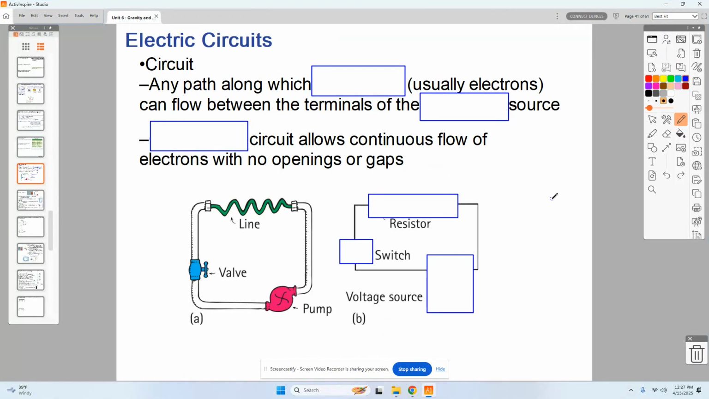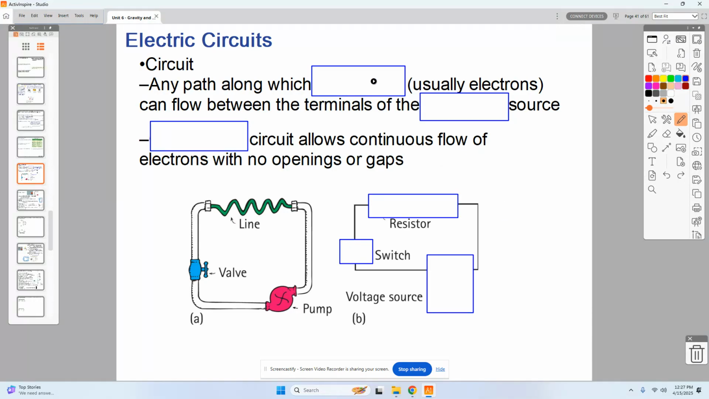Okay, so in the event that you missed a class that went over electric circuits, we're going to go ahead and just do a quick video recording for you. This is part 3 of the unit on electricity, magnetism, and universal law of gravity. So we're going to start looking at electric circuits.